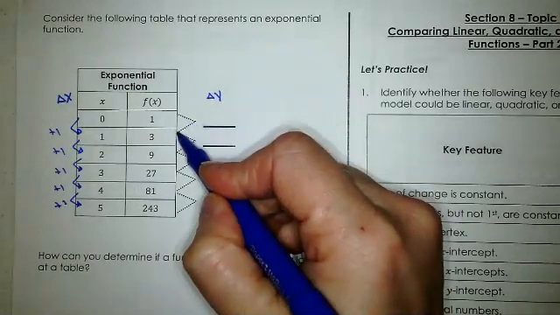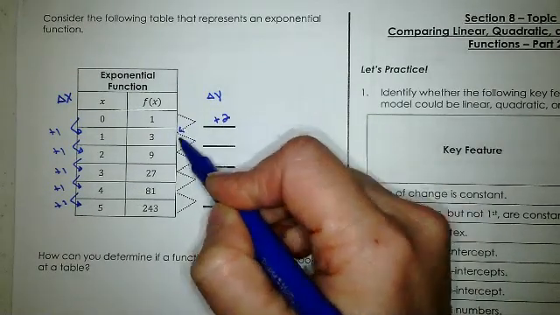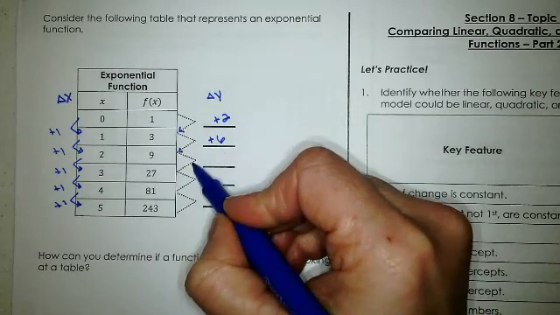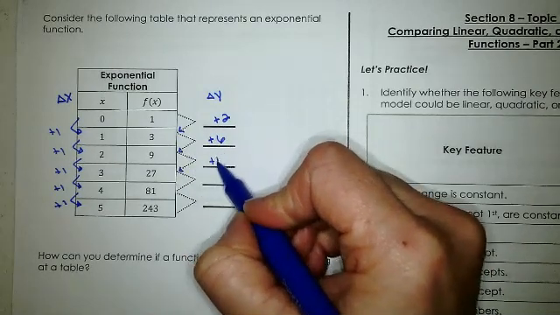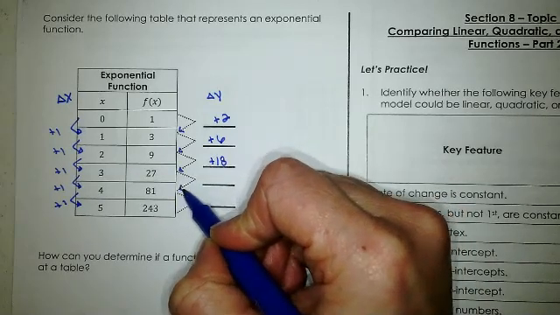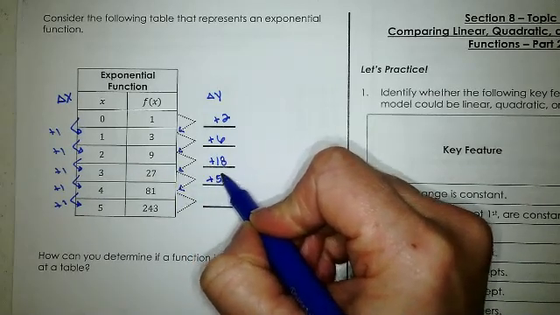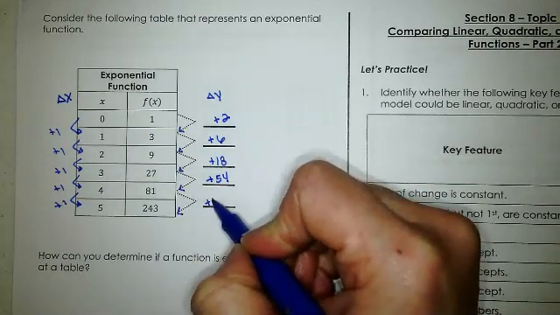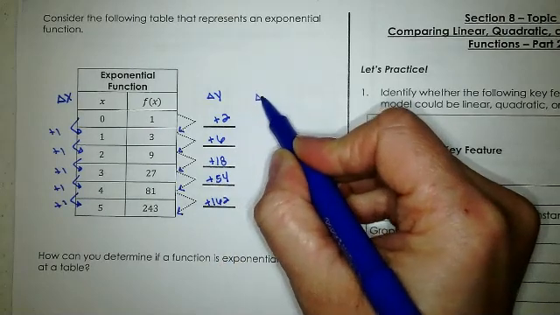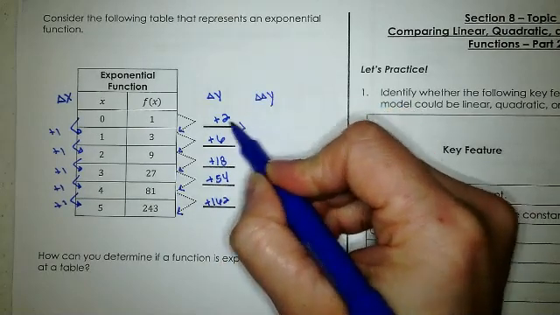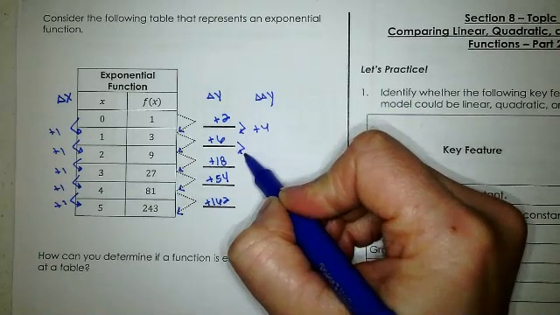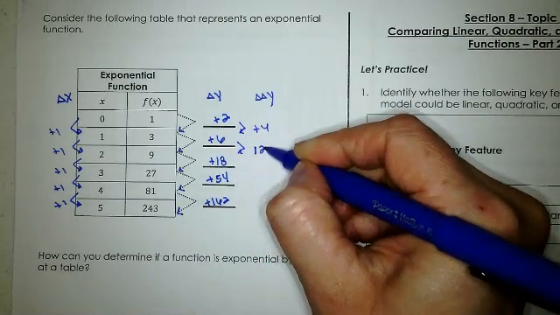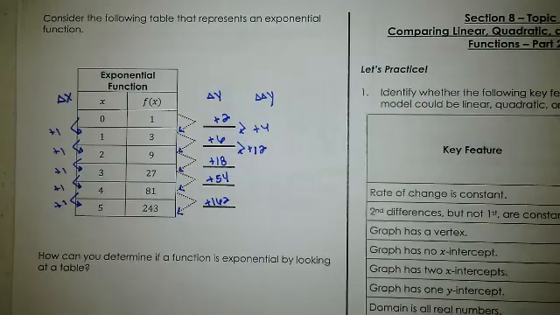So to get from 1 to 3, I add 2. To get from 3 to 9, add 6. To get from 9 to 27, add 18. To get from 27 to 81, you would add 54. To get from 81 to 243, you would add 162. And then if I went and found the change of the change, 2 to 6 is 4, 6 to 18 is 12. And so I'm not getting a constant second change either.